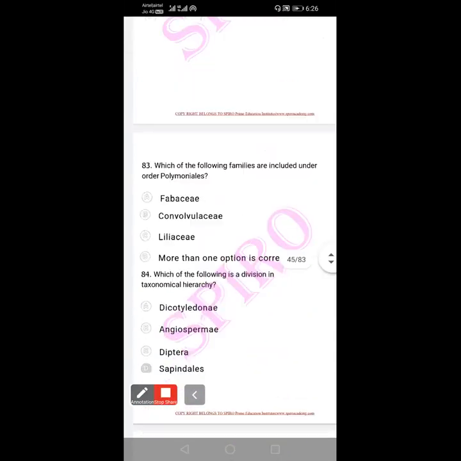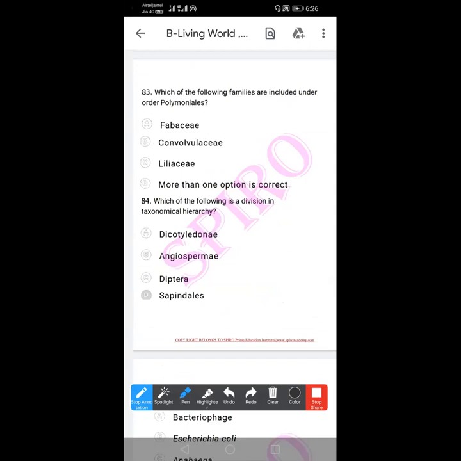So question number 83, which of the following families are included under the order Polemoniales? Family Convolvulaceae and family Solanaceae. It is a direct NCERT. Where does this one come? So the correct one is Convolvulaceae.